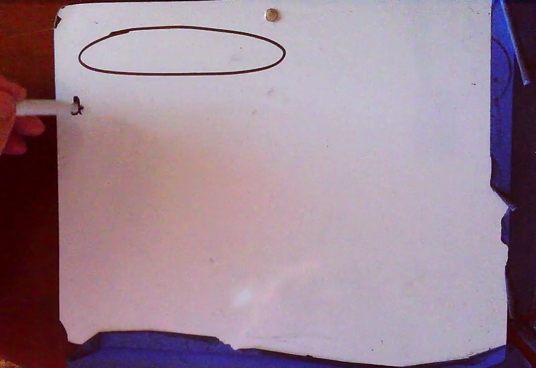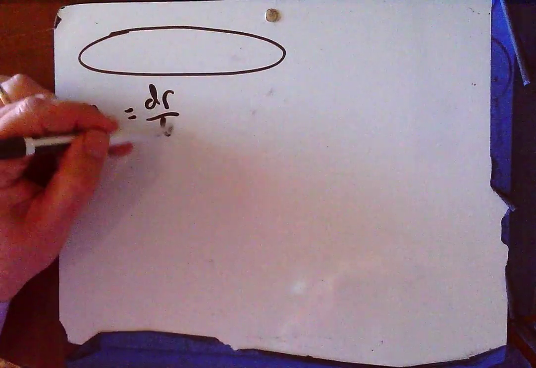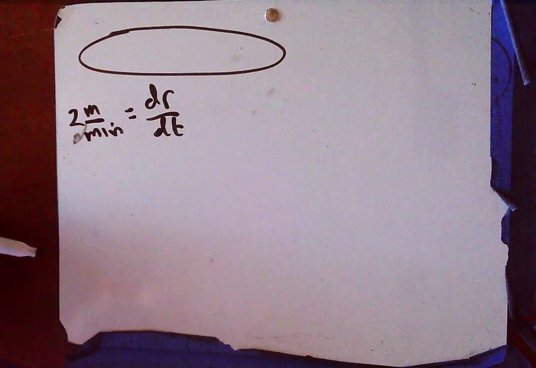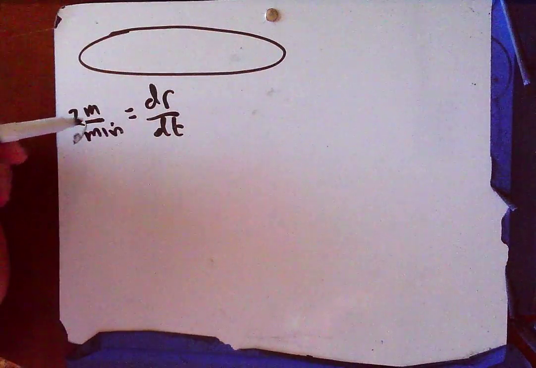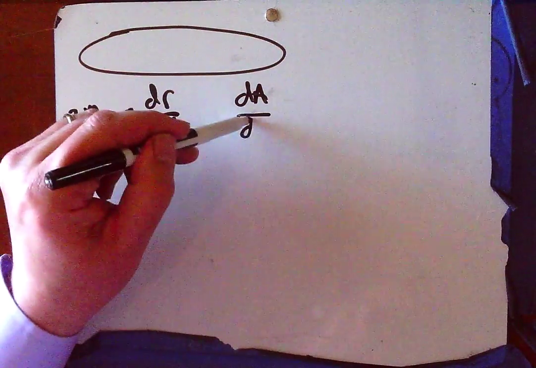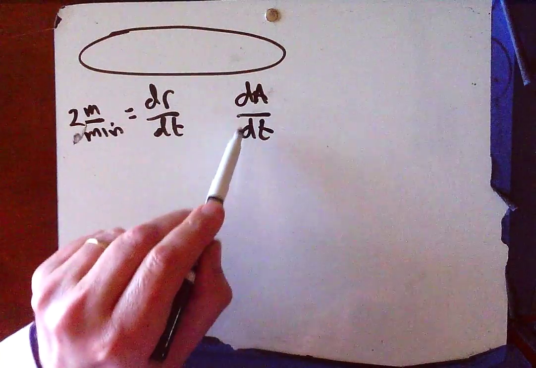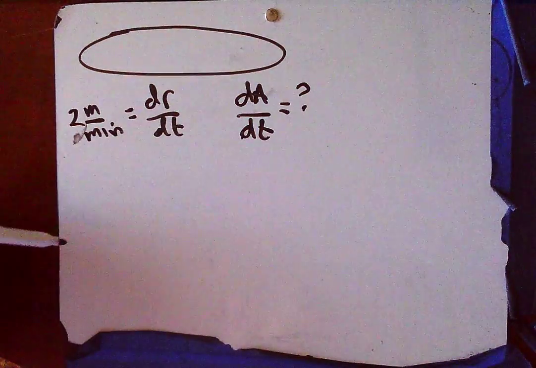Okay. Number one, the radius of a circular oil slick expands at a rate of 2 meters per minute. And it says the radius is expanding at that rate. So I know this is a change in radius with respect to time. How fast is the area of the slick increasing when r equals 25? How fast is the area changing? That's this, change in area with respect to time. And that's what we want to know.